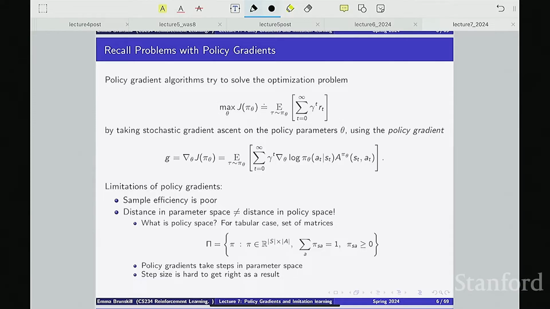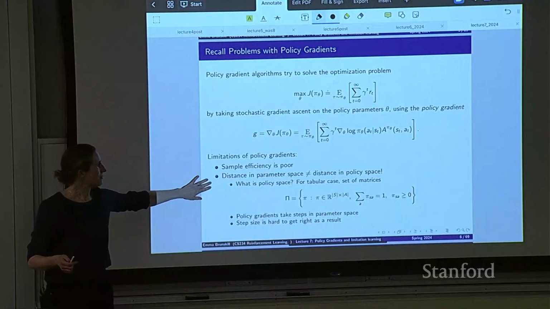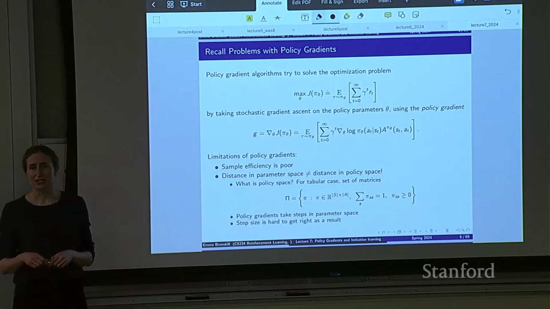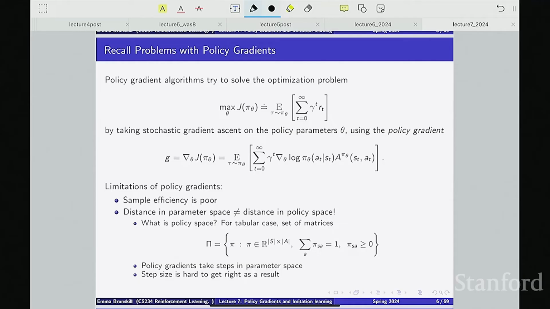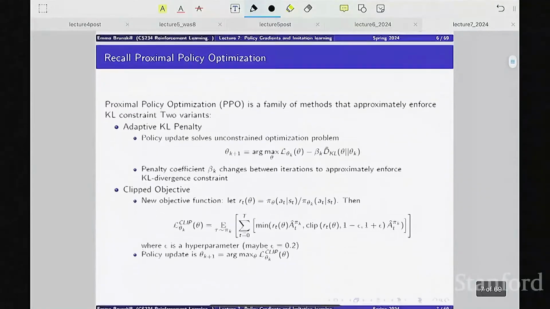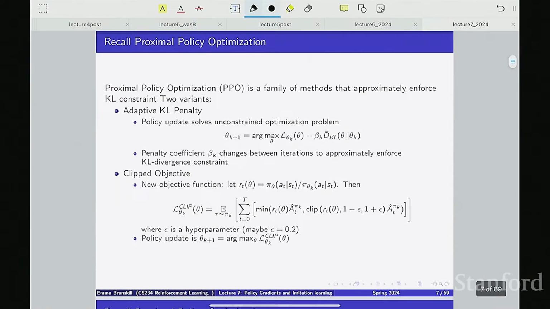And as we were just discussing, the distance in the parameter space is generally not equal to the distance in the action space, so the policy space. When you make a small change in the parameters, it might really change the type of actions you take. So in proximal policy optimization, we saw two different ways to take bigger steps in between each run of when we execute a policy, but do so in a way that would try to encourage monotonic improvement.